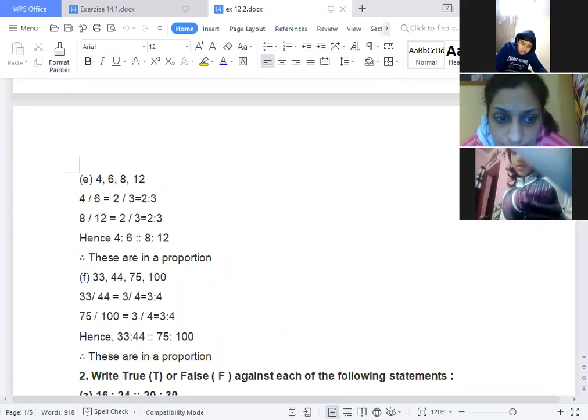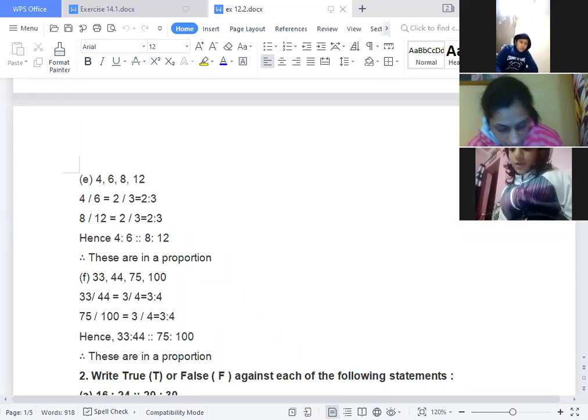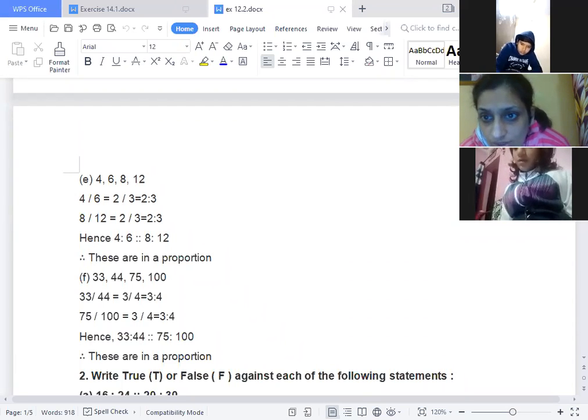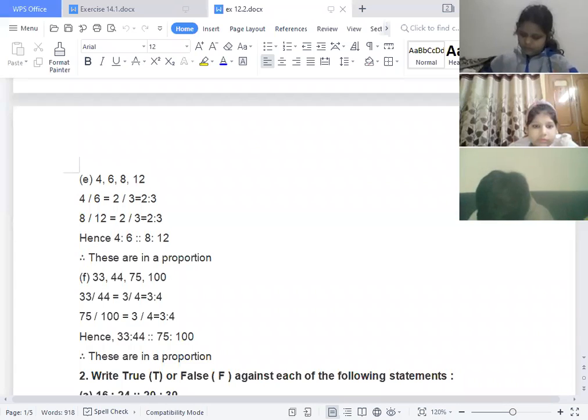And 75/100 also goes in the table of 25. 25 3s are 75 and 25 4s are 100. Or you can cut with the table of 5 also. Then you cut further, 2 times you can cut with the table of 5. You will get the same answer. So 33:44 is proportionate to 75:100. So they are in proportion. 3:4 is equivalent to 3:4.